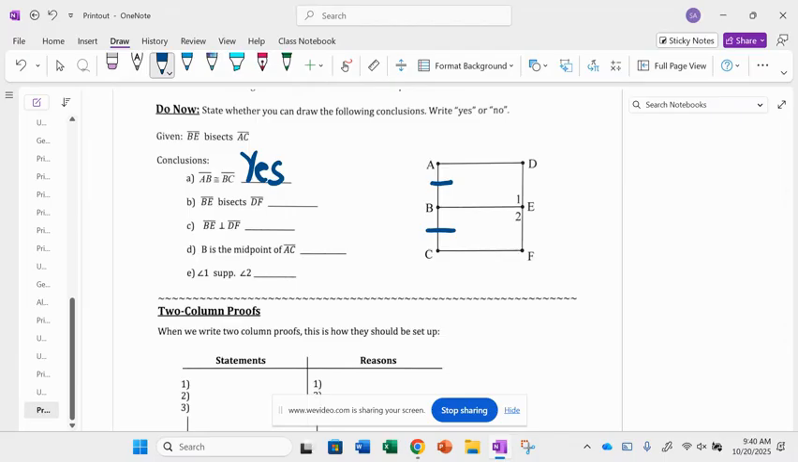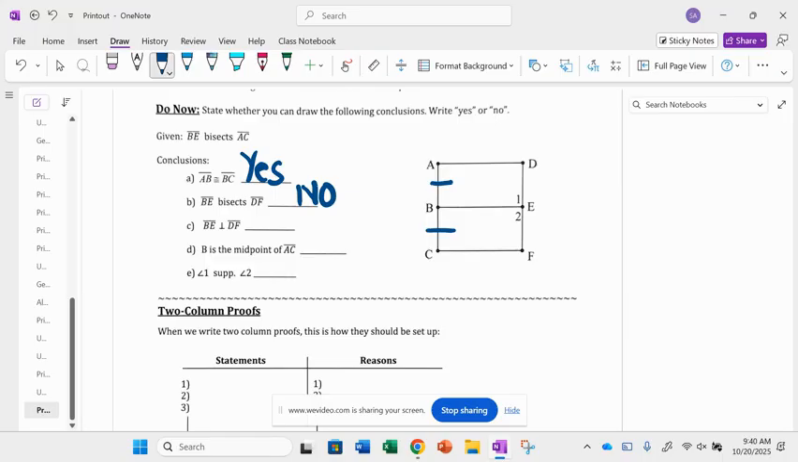Can we also conclude that BE bisects segment DF? How many people think yes, we can conclude that? How many people think no? Guys, you have to vote. How many people say yes, it can bisect DF? How many people say no, it does not? Good, no.